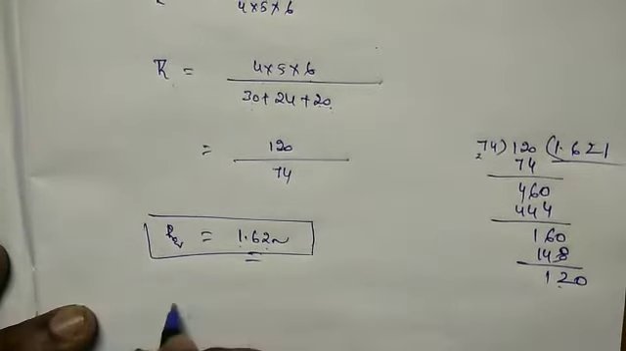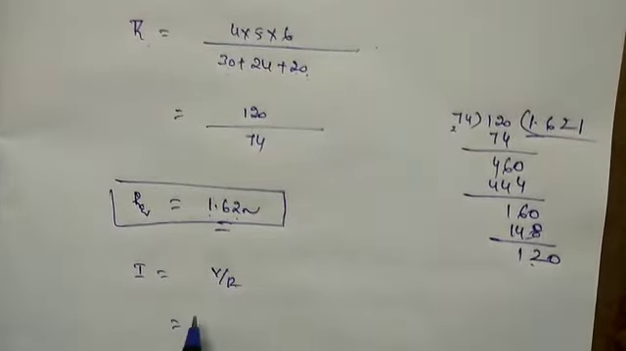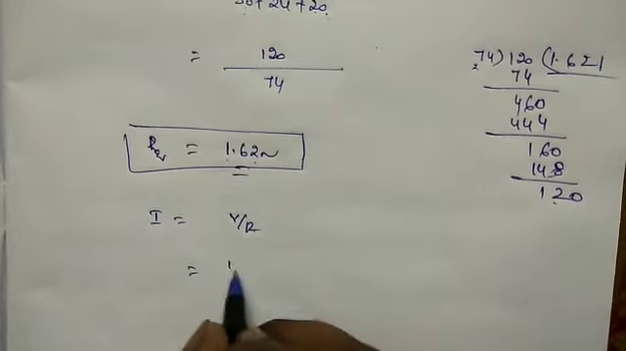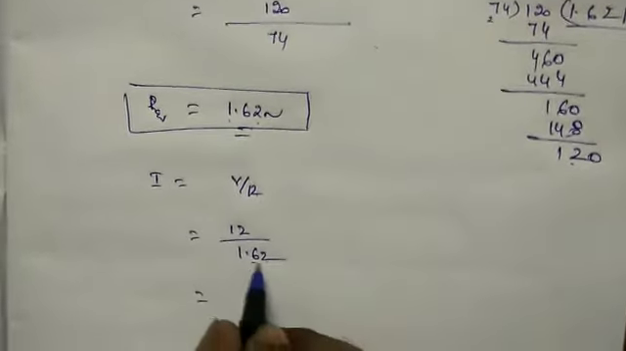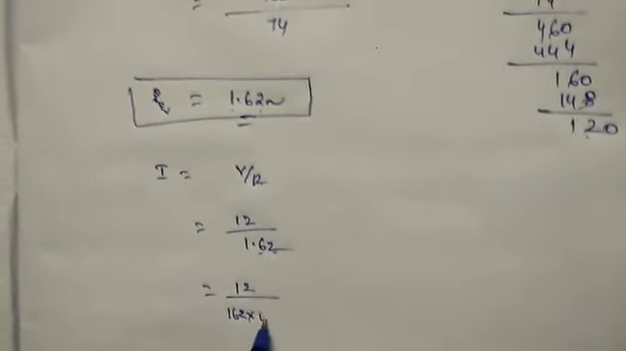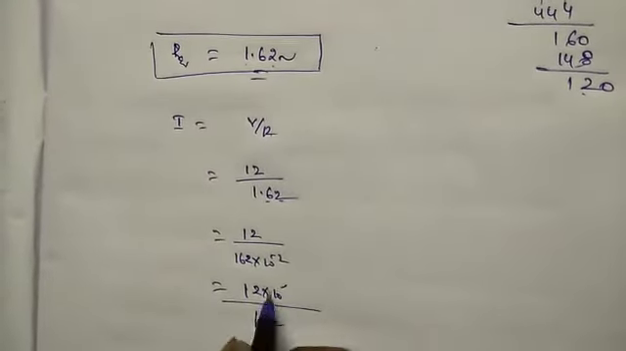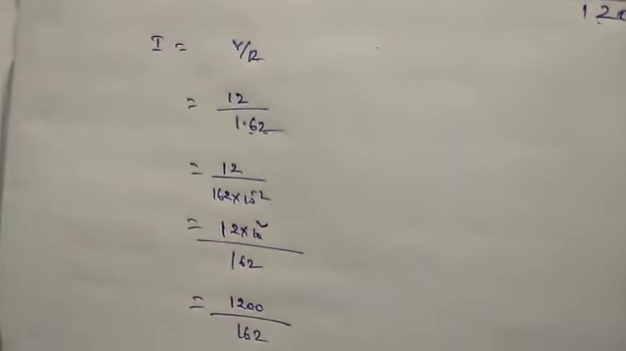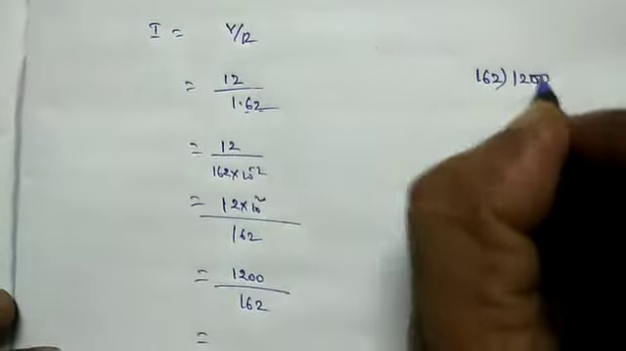Now we can find I. I is equal to V by R. So R equivalent is 1.62, and V is the given 12 volts. So 12 by 1.62. How many decimals are here? 2 decimals. So we get 12 by 162 into 10 to the power of minus 2. You can write 12 into 10 squared by 162, which is 1200 by 162. So 162 into 1200.